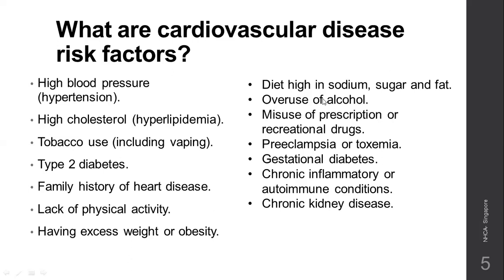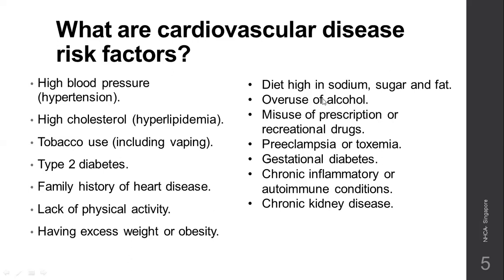Then chronic inflammatory and autoimmune conditions. There are certain autoimmune diseases in which your own body, your own lymphocytes and leukocytes, that is the body's defense system, will go and attack your own body tissues. Unfortunately, in some situations, your own system will attack your own heart tissues. So that is some chronic inflammatory autoimmune conditions.